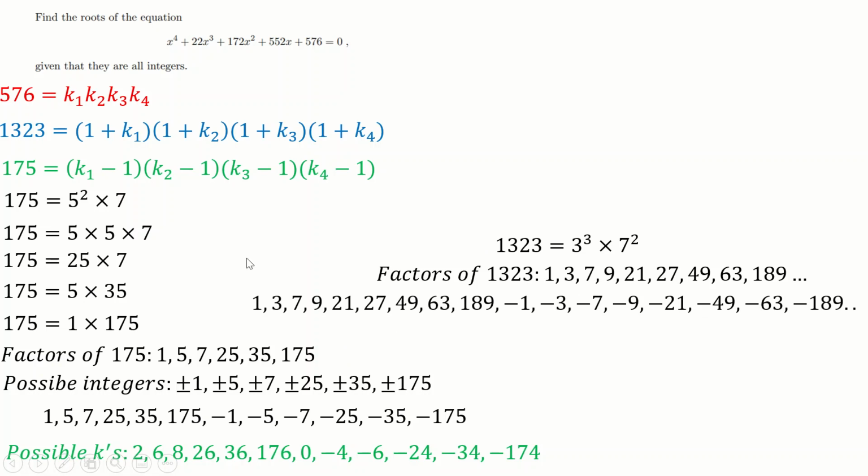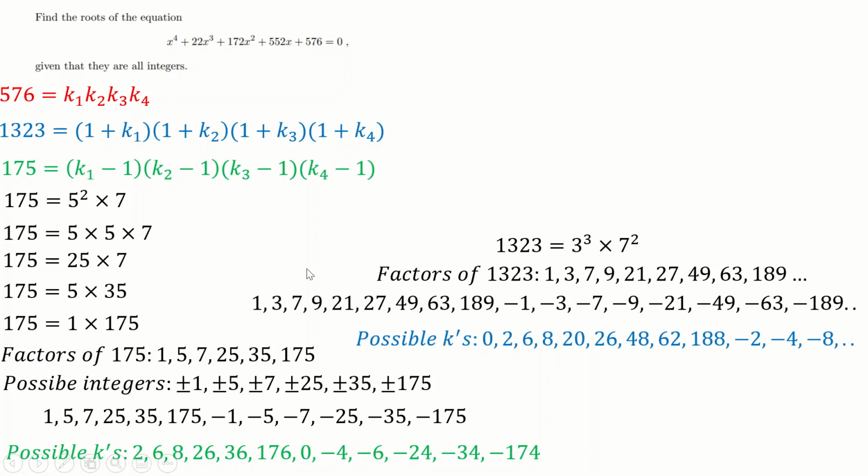And now think again, what do the k's have to be in the blue case here? Now if I'm making this bracket here 1, what does the k have to be? Well, it has to be 0. And if I'm making this bracket 3, what does the k have to be? Well, it has to be 2. And if it's 7, then I have to make the k 6. So I end up taking away 1 from all of those to give me my possible k's in the blue scenario. Just take away 1 from all of them.